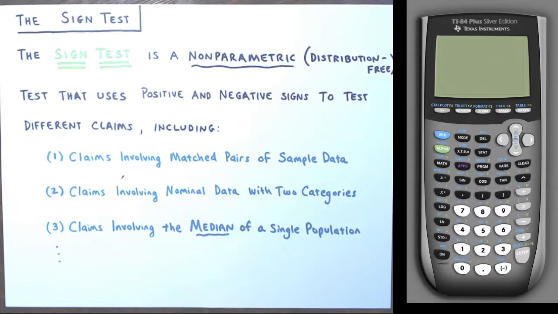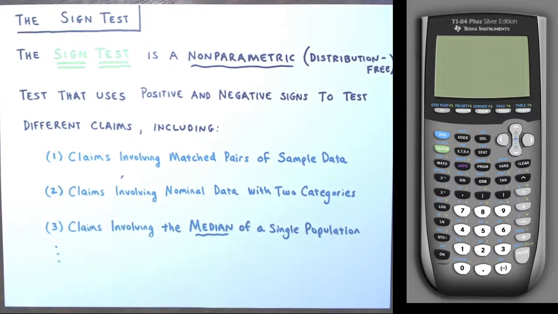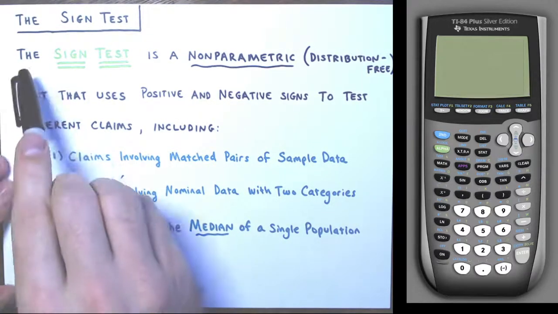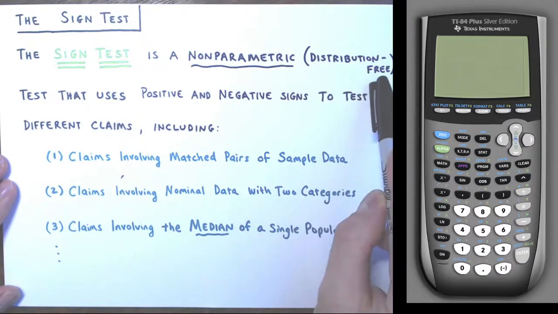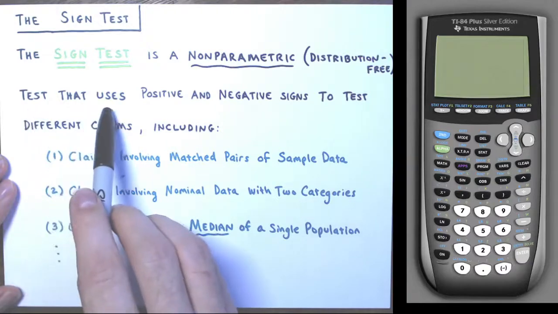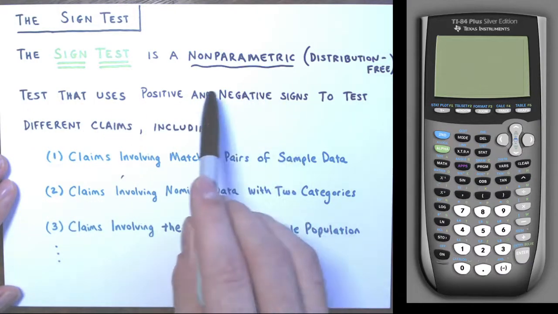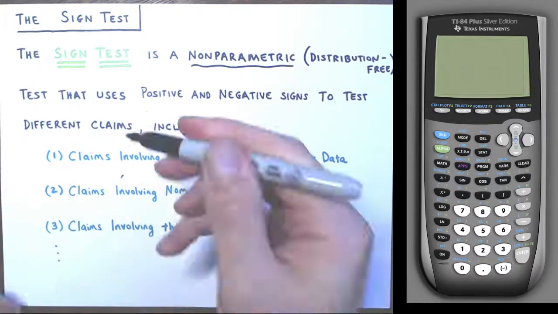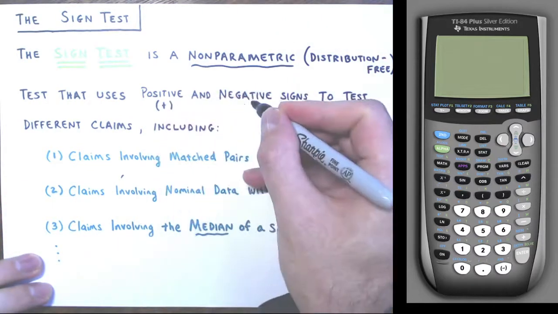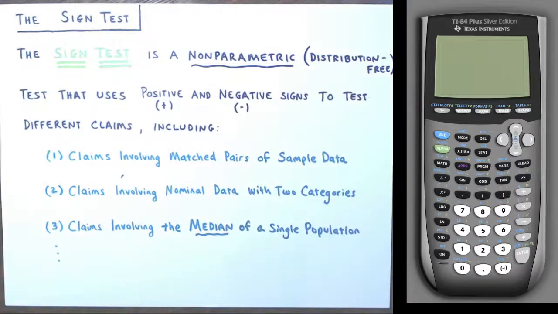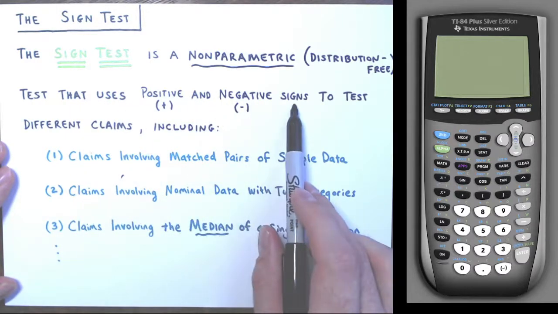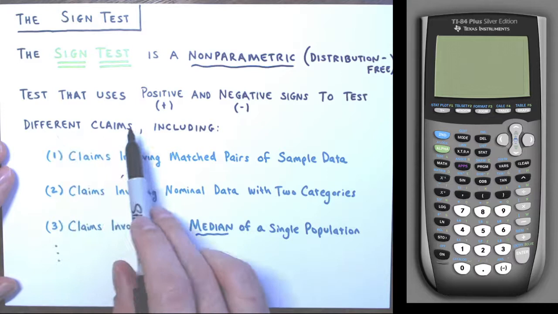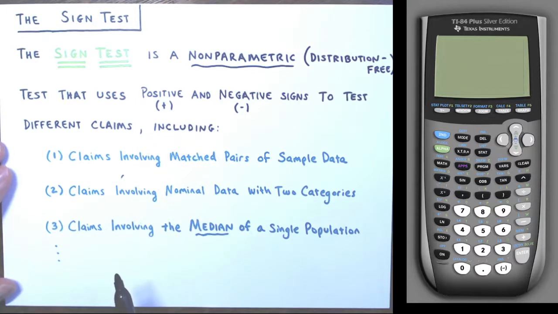So the Sine test, as I mentioned on the title screen, is a non-parametric or distribution-free test that uses positive and negative signs, right? So I'll be assigning some plus signs and minus signs in a lot of these, as you'll see in some examples coming up. It's a test that uses positive and negative signs to test different claims, including the following scenarios.